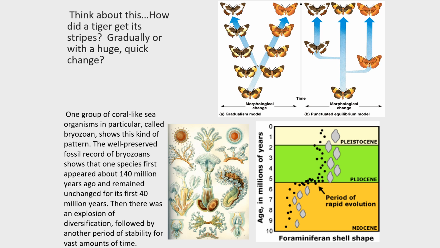So let's think about this. How did a tiger get its stripes? Gradually, or with a huge and quick change, right? Same thing with these butterflies here. We have the gradual change, okay, versus punctuated equilibrium. So again, boom, periods of stability, and then again, many different forms.